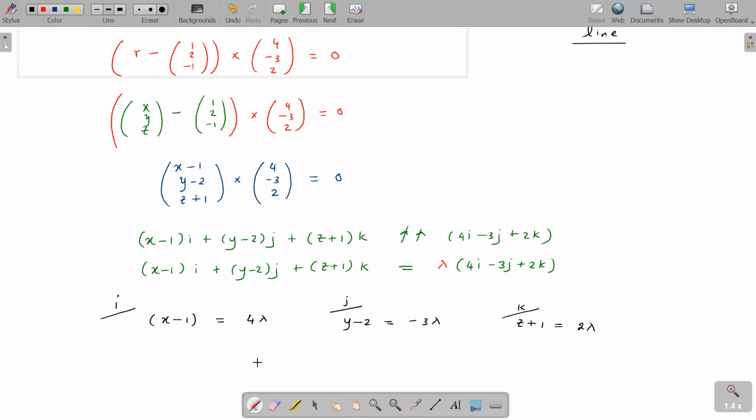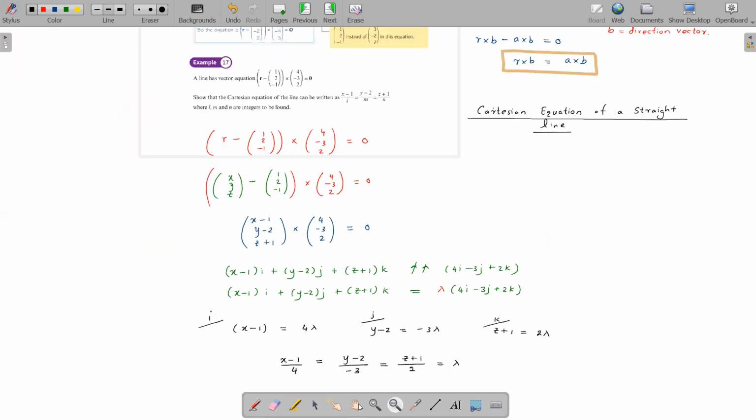When I make lambda the subject from the first equation, what do I get? x minus 1 over 4 is equal to lambda. From the other equation, if I make lambda the subject, I get y minus 2 over minus 3. And from the other equation, I get z plus 1 over 2. So all of these are equal to lambda. Each and every one of these is equal to lambda.